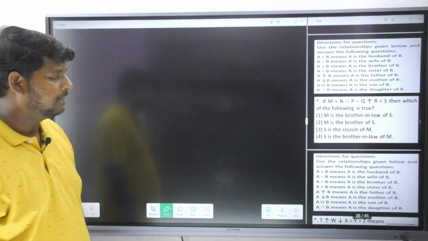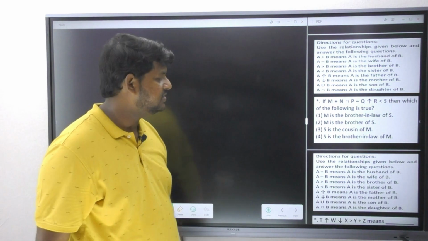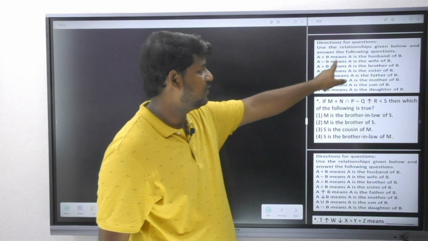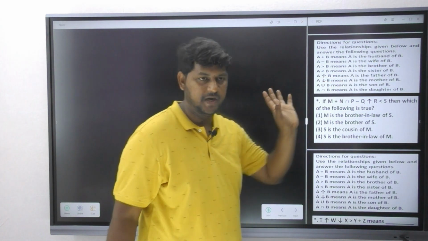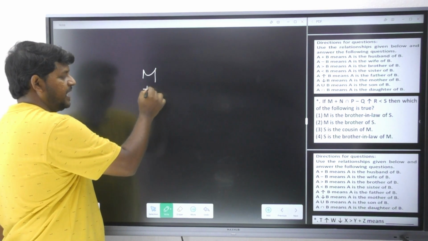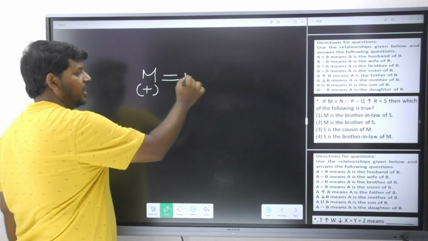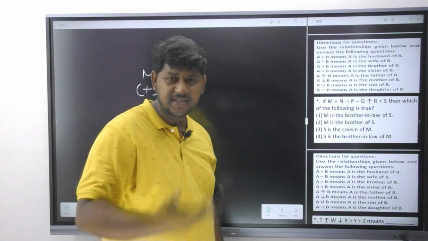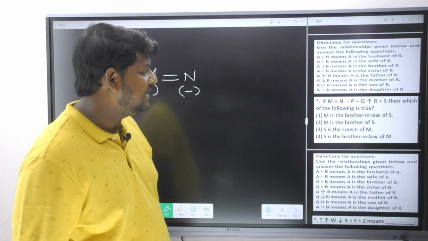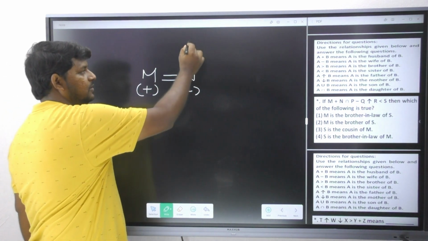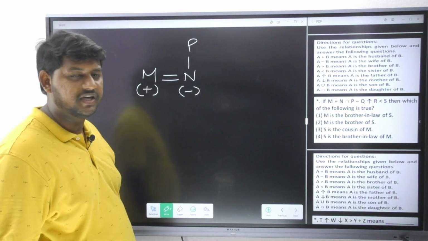Right, I've got 5 questions. If M plus N, plus is indicating what relation here? Husband. So M is the husband, so male, of whom? N. So N is definitely a female. Rule number 2 is helping again. N intersection P, so N is the daughter of P. But I don't know the gender of P.